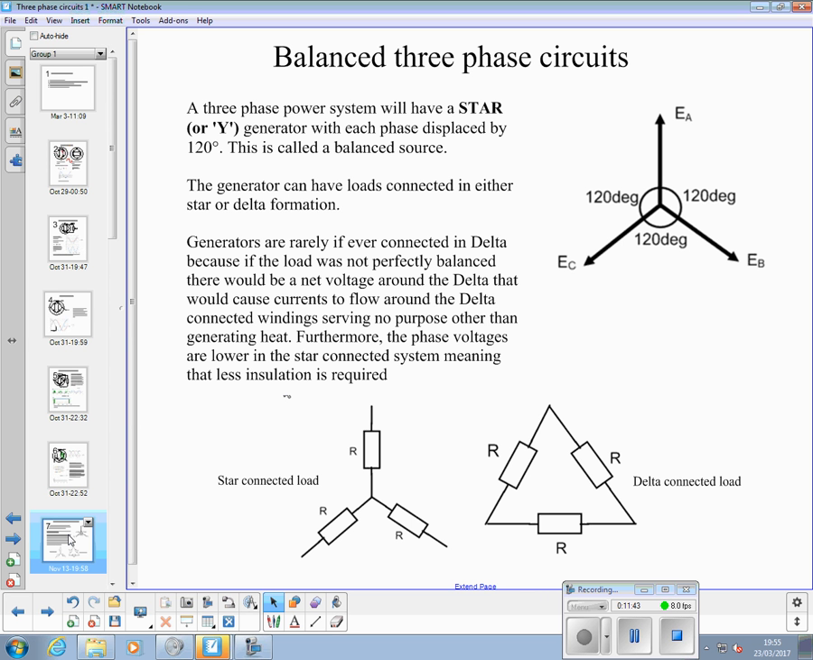You don't find generators connected in delta. The reason is we don't do any complex calculation, and we don't need to, as long as you're looking at that. If you unbalance it, put 10 on one and 15 on the other, you'll get a circulating current beating them up. Generator is always connected in star with one end.